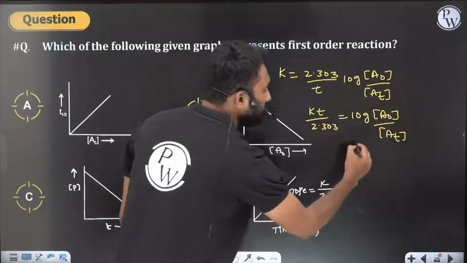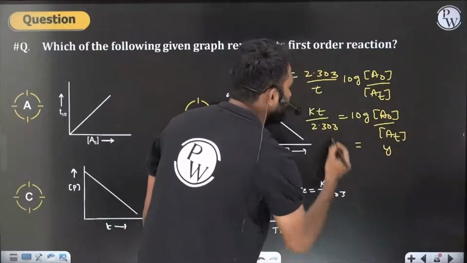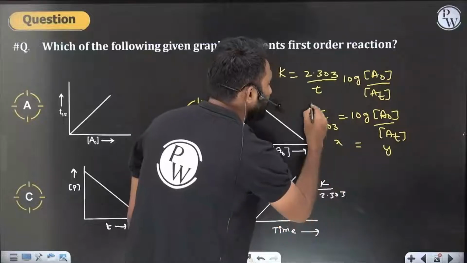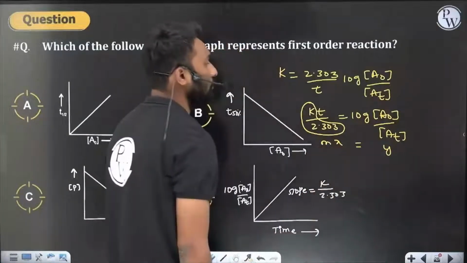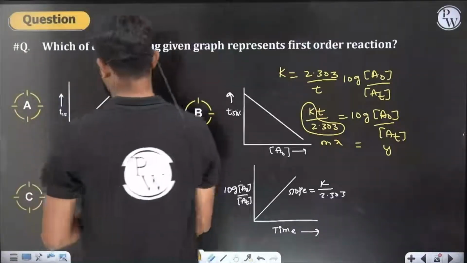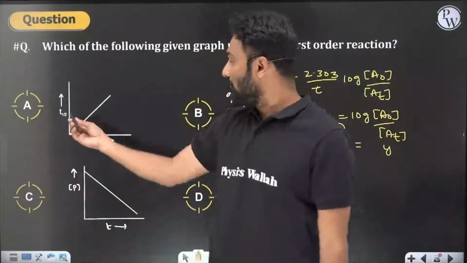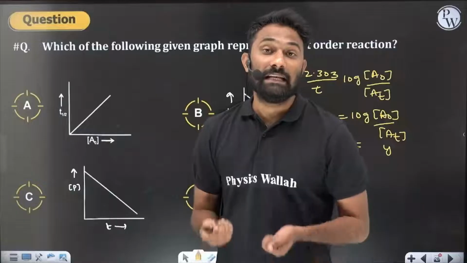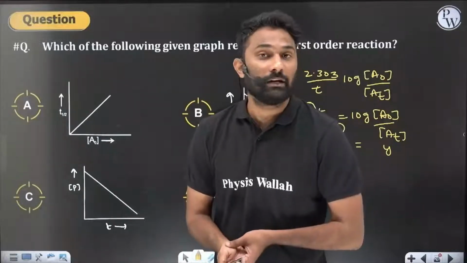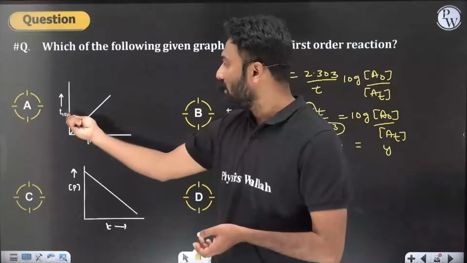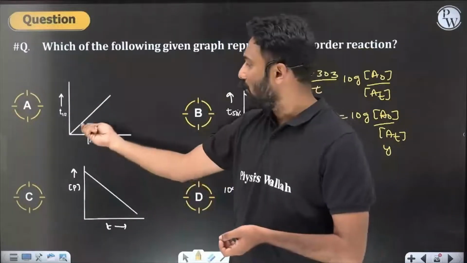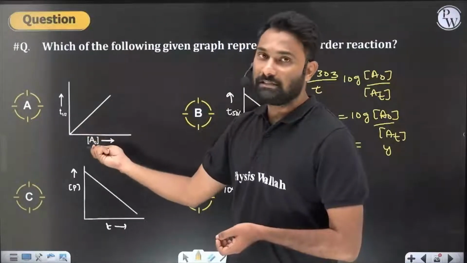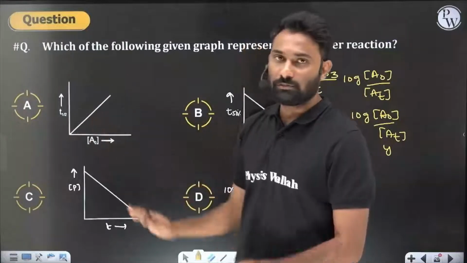Now this is in the form of y, this is the x, and this is the slope m. Now the first graph: t half is independent of the initial concentration, right? When it is independent of the initial concentration, the graph should be a straight line parallel to the x-axis, but they have given a straight line with a slope, so this option is wrong.